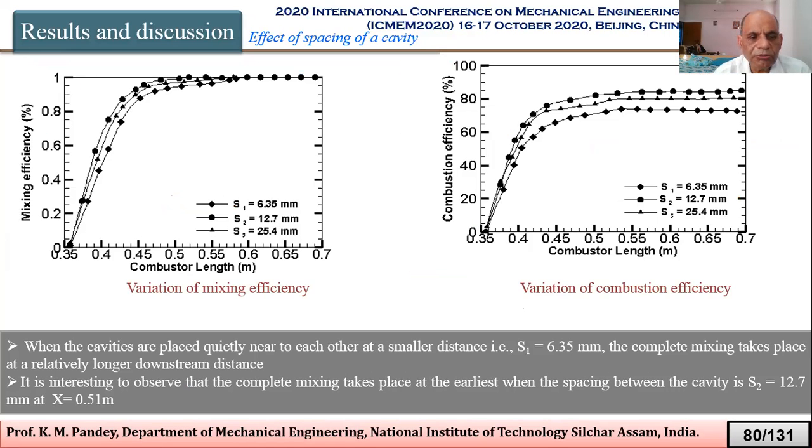So this is about the variation of mixing efficiency. This is about the variation of combustion efficiency for the 3 variations S1, S2 and S3.